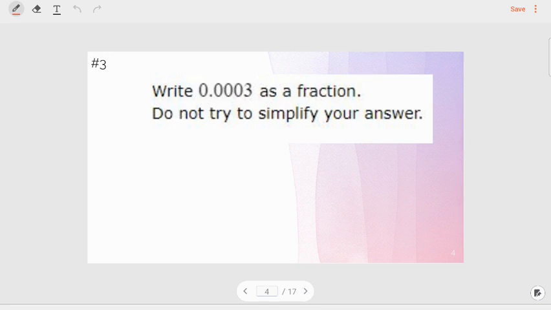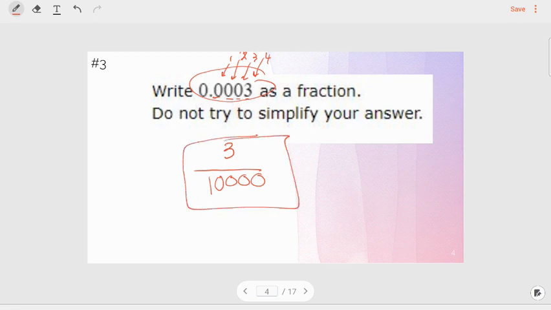So let's try one more with 0.0003 as a fraction. Is this repeating? The answer is no, so I'm going to put 1 and a bunch of zeros. Let's count how many zeros we need. 1, 2, 3, 4. There are 4 digits, so 1, 2, 3, 4 zeros. And what number am I going to put on top? Now, I'm not going to put 0003. I'm just going to put that 3. And that is my final answer.